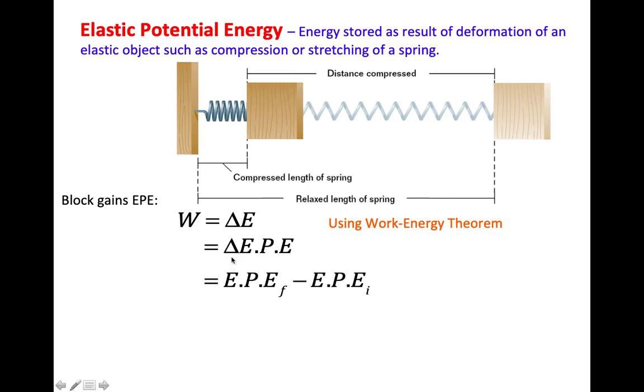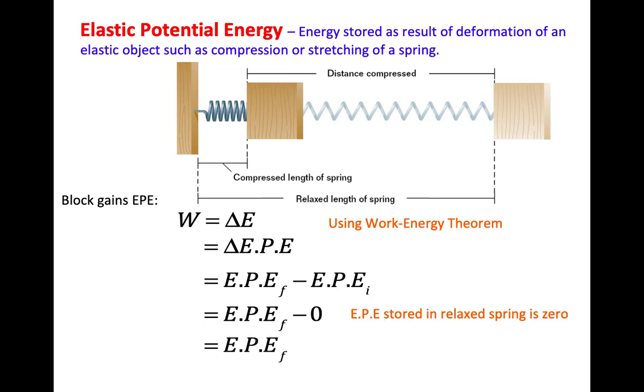Let us expand delta, which means final elastic potential energy minus the initial elastic potential energy. When the spring is relaxed, there is no elastic potential energy stored in the spring. So we can put EPEi to be 0, because elastic potential energy in a relaxed spring is 0. So that's the final expression: work done equals the final elastic potential energy. I am going to label this equation 1.